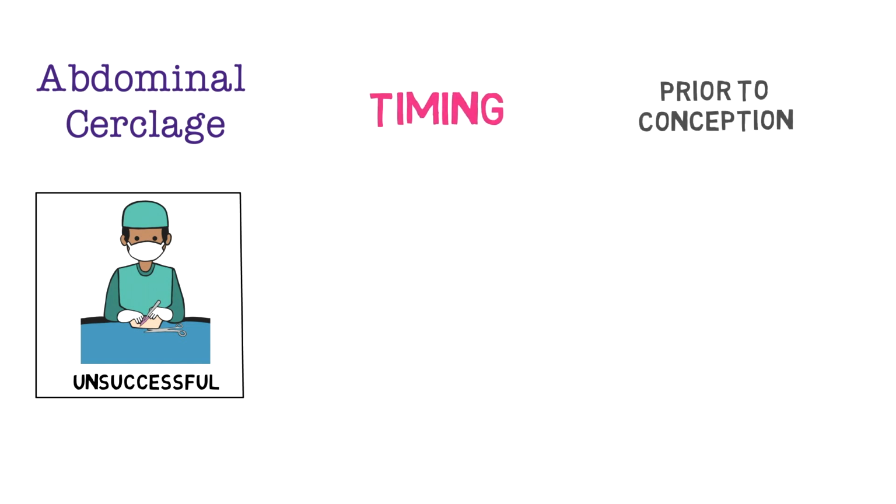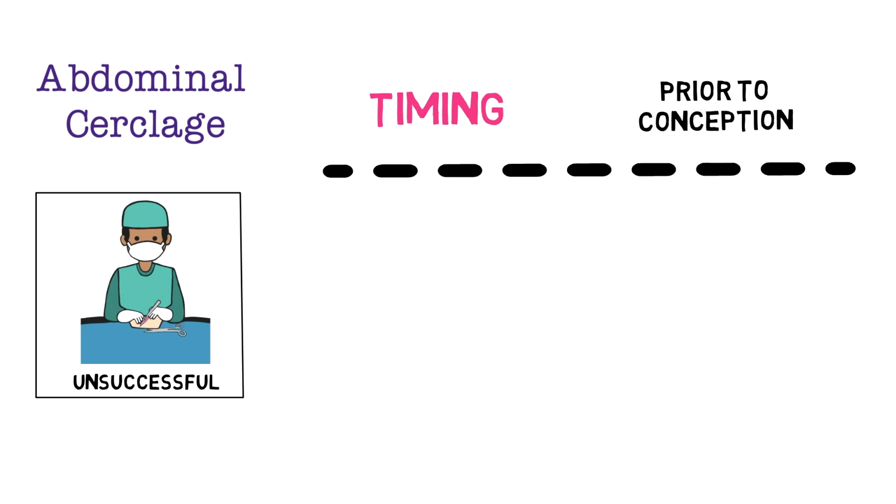Timing. Abdominal cerclages are typically placed prior to conception. Some surgeons will offer placement in the late first trimester or early second trimester. However, preconception placement is associated with more successful pregnancies and fewer serious surgical complications. Preconception placement does not affect fertility, but the data is limited.